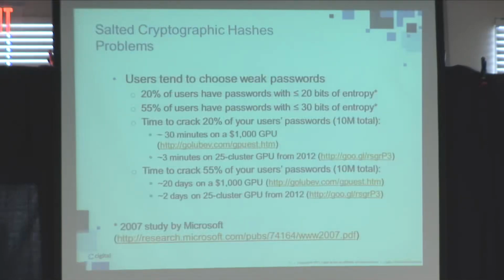Now, the problem with this approach is that users tend to choose very weak passwords. According to a 2007 study that Microsoft did, 20% of users have passwords with less than or equal to 20 bits of entropy. That is very, very small. That's very easy to brute force. And then 55% of users out there have passwords with 30 bits of entropy. So if we just want to target these users, how long would it take if we're just using salted cryptographic hashes? Not very long. 20% of your users' passwords can be cracked in just a matter of 30 minutes with a $1,000 GPU. 55% of your users' passwords, maybe 20 days. And depending on how much hardware you have access to, it can be a lot faster.